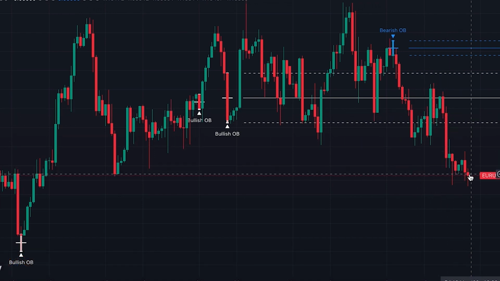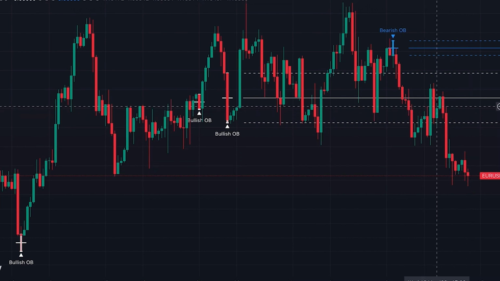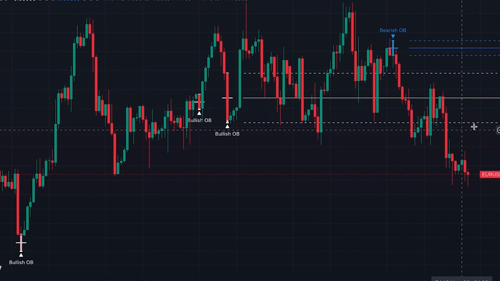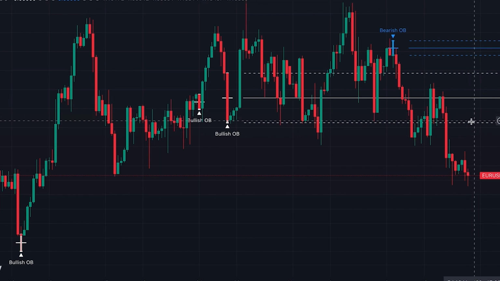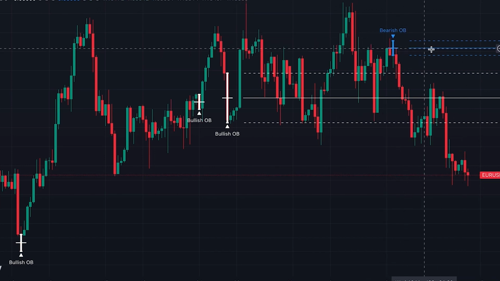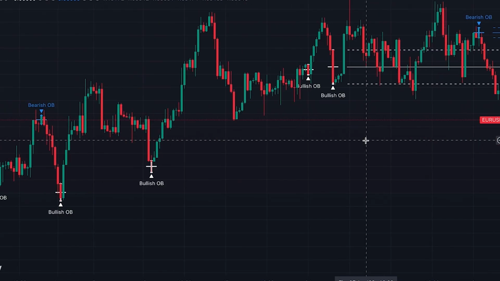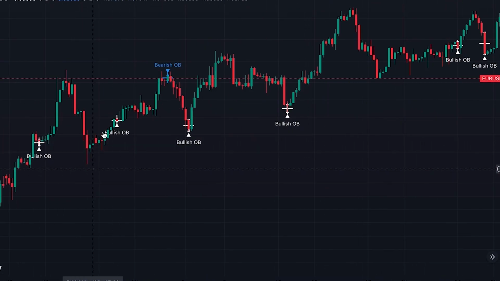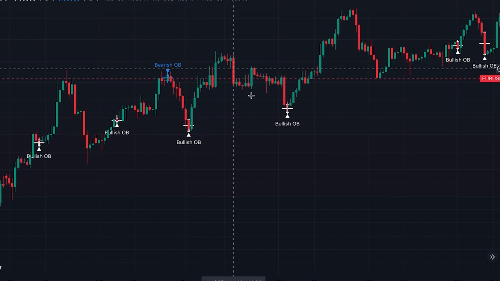As you can see, please pay attention, now that the support level is broken, it changes role and becomes a resistance level. Even if the price breaks this resistance zone and goes up, here it can stop again because we had a bearish order block here which acts as a key resistance level. If you explore the chart in the past, you can clearly see how the price behaves near order blocks.